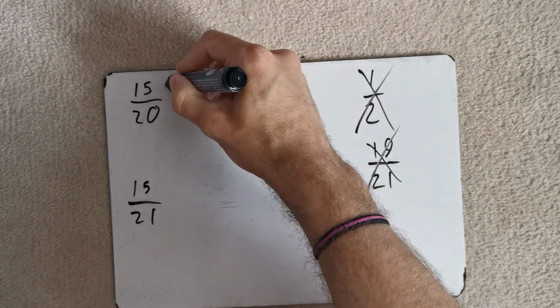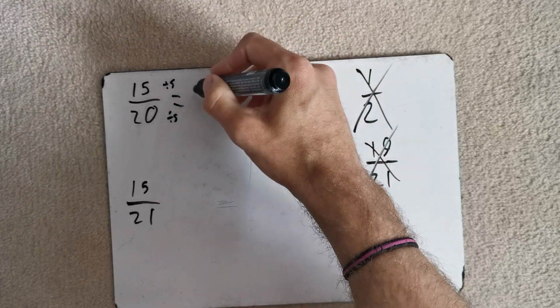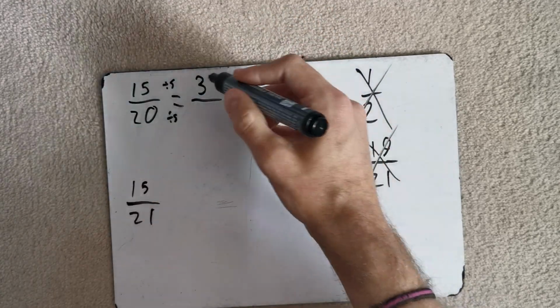So all we've got to do is see how many 5s go into top and bottom. How many 5s go into 15? It'd be 3. How many 5s go into 20? It'll be 4.